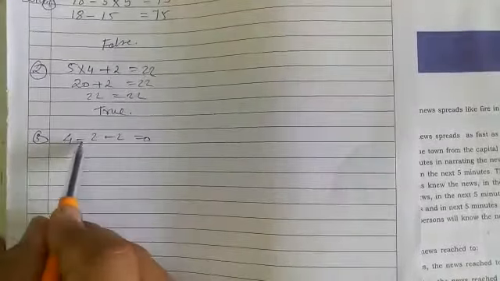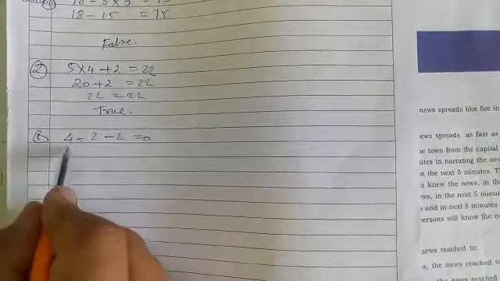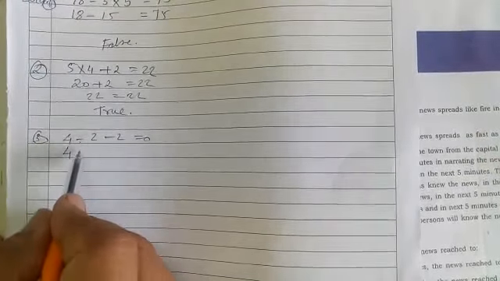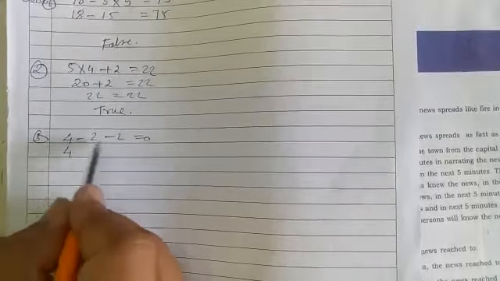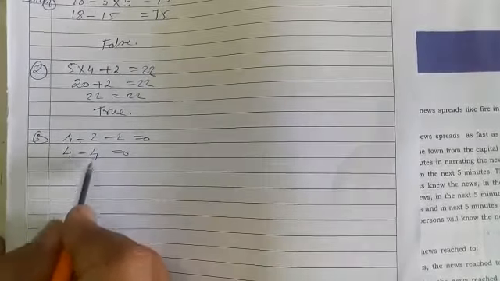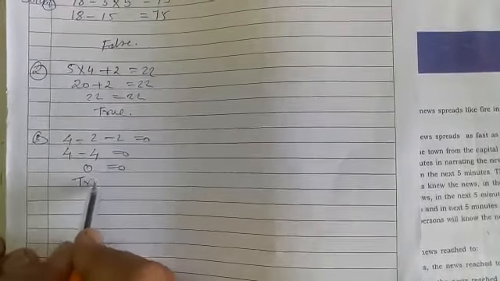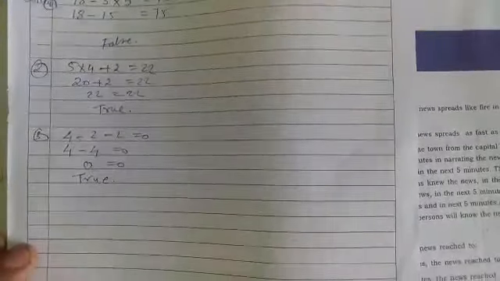Third question. 4 minus 2 equals 0. 4 minus, plus. You have to plus it. 2 plus 2, that is 4. Both signs are minus, therefore minus. Then 4 minus 4 is 0 equals 0. Both sides you are getting 0. That's why it is true.